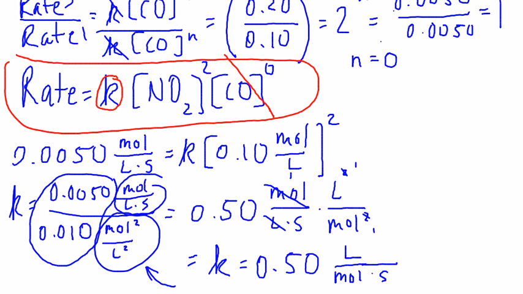I could also rewrite this if I wanted to in a different way. Liters over moles is molarity upside down. So my units could have been molar to the minus 1, seconds to the minus 1, because the seconds is down in the bottom, underneath the division sign. So some problems don't expect you to solve for K, but if they do, this is how you do it.